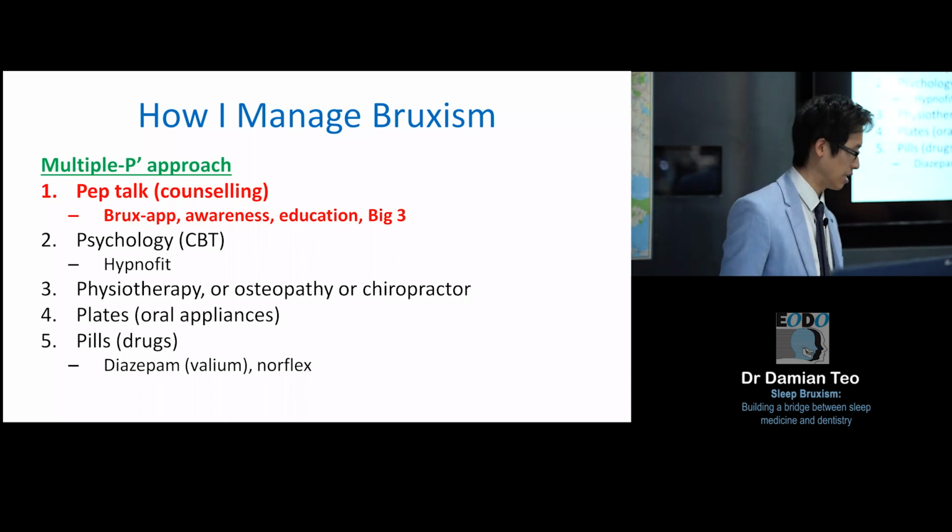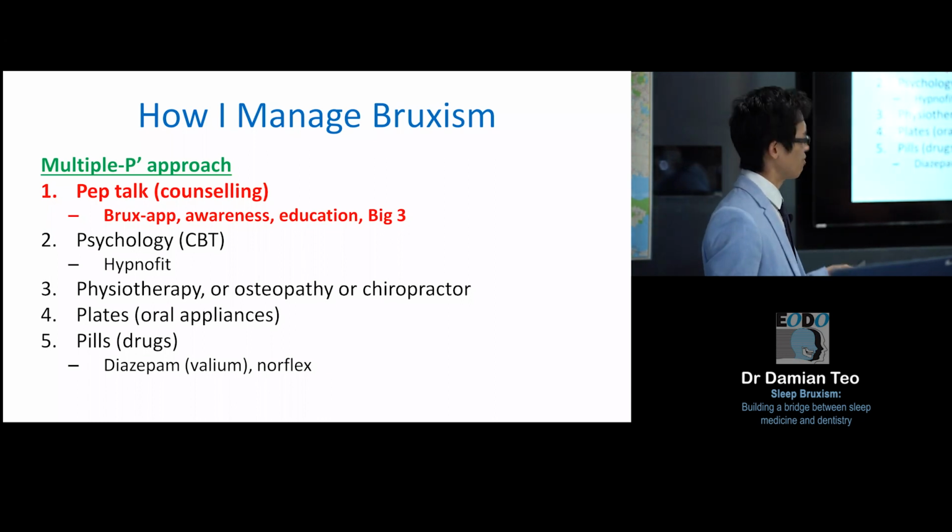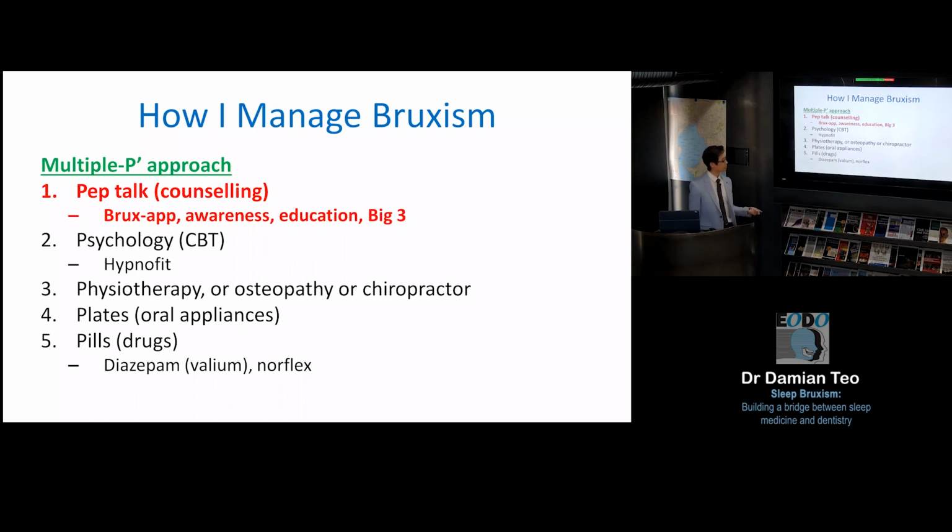Plates or appliances, we all know about those. And pills, very rarely I do pills, but the most common ones I would prescribe would be either diazepam or Norflex, sometimes Restovit, which they can just buy over the counter without a prescription, to just help them get to sleep and break that sleep cycle.